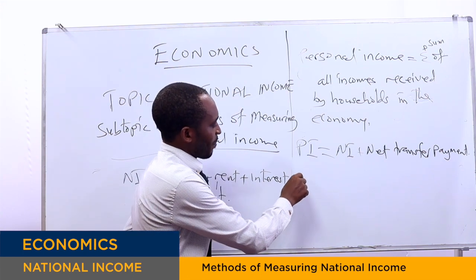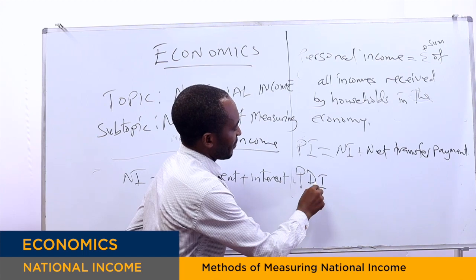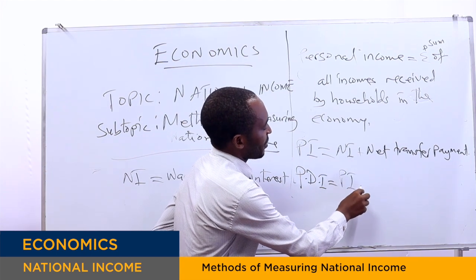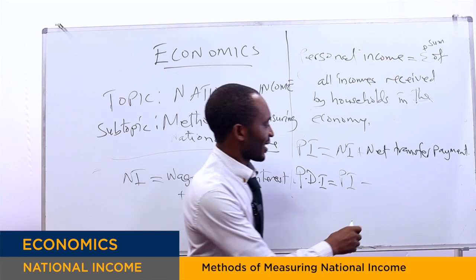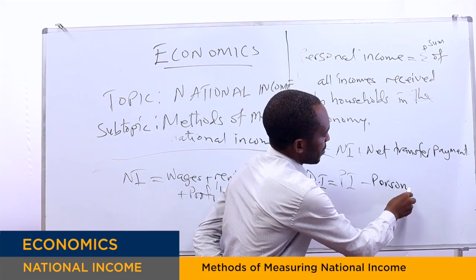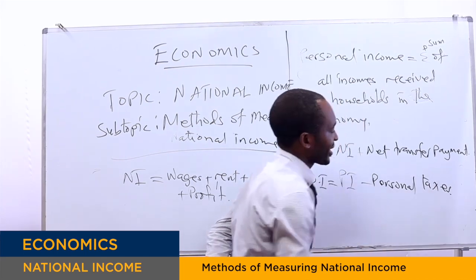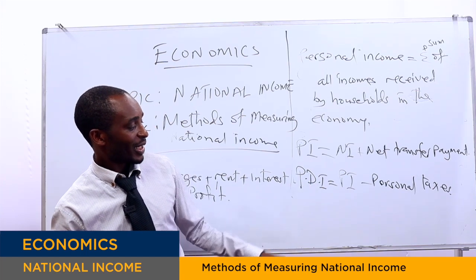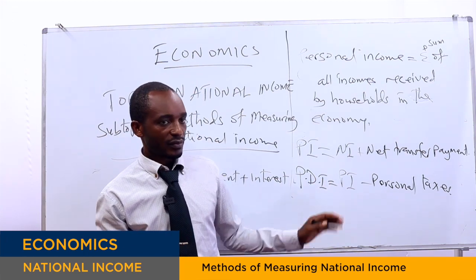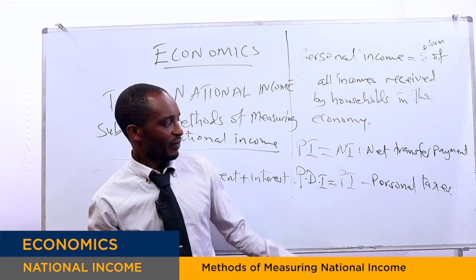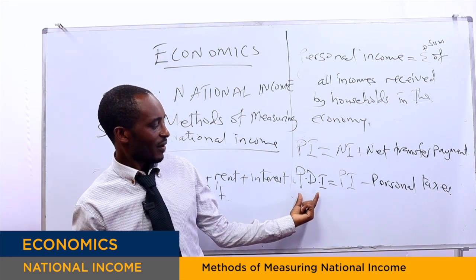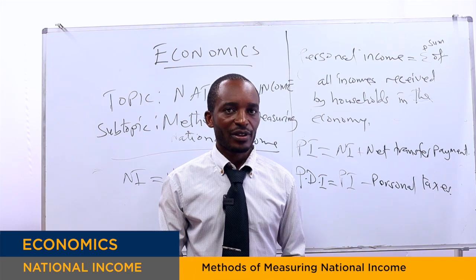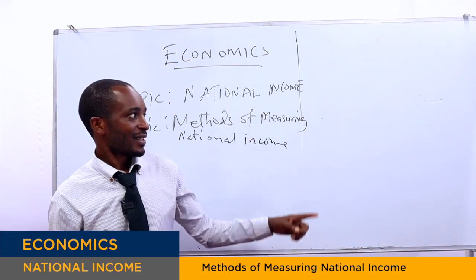And personal disposable income: we take the personal income, you subtract, or less, personal taxes. So when you subtract the personal taxes, you remain with personal disposable income. And this one will be used for consumption and for saving. So the amount which you are free to consume and to save is the personal disposable income. Okay, now let us go ahead and see the following problem.